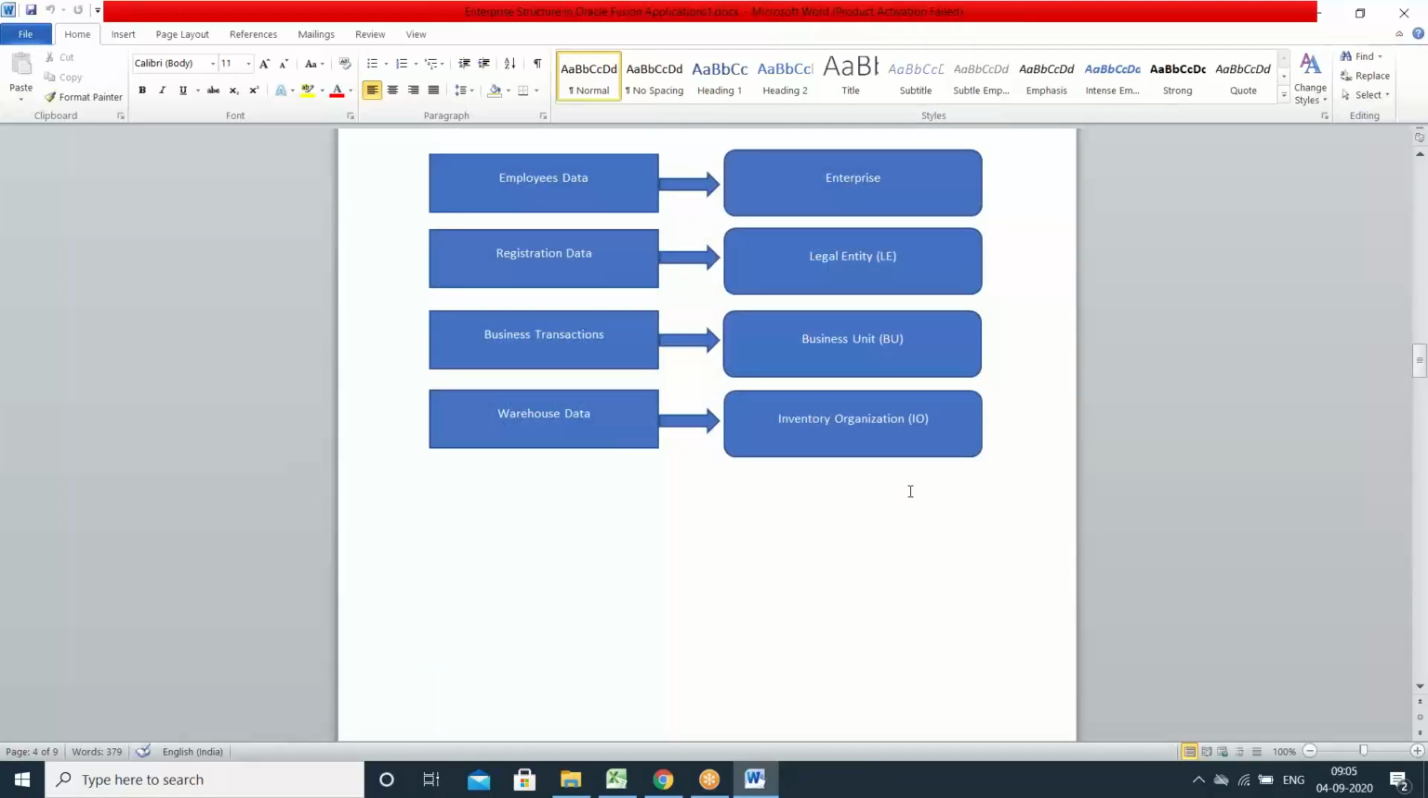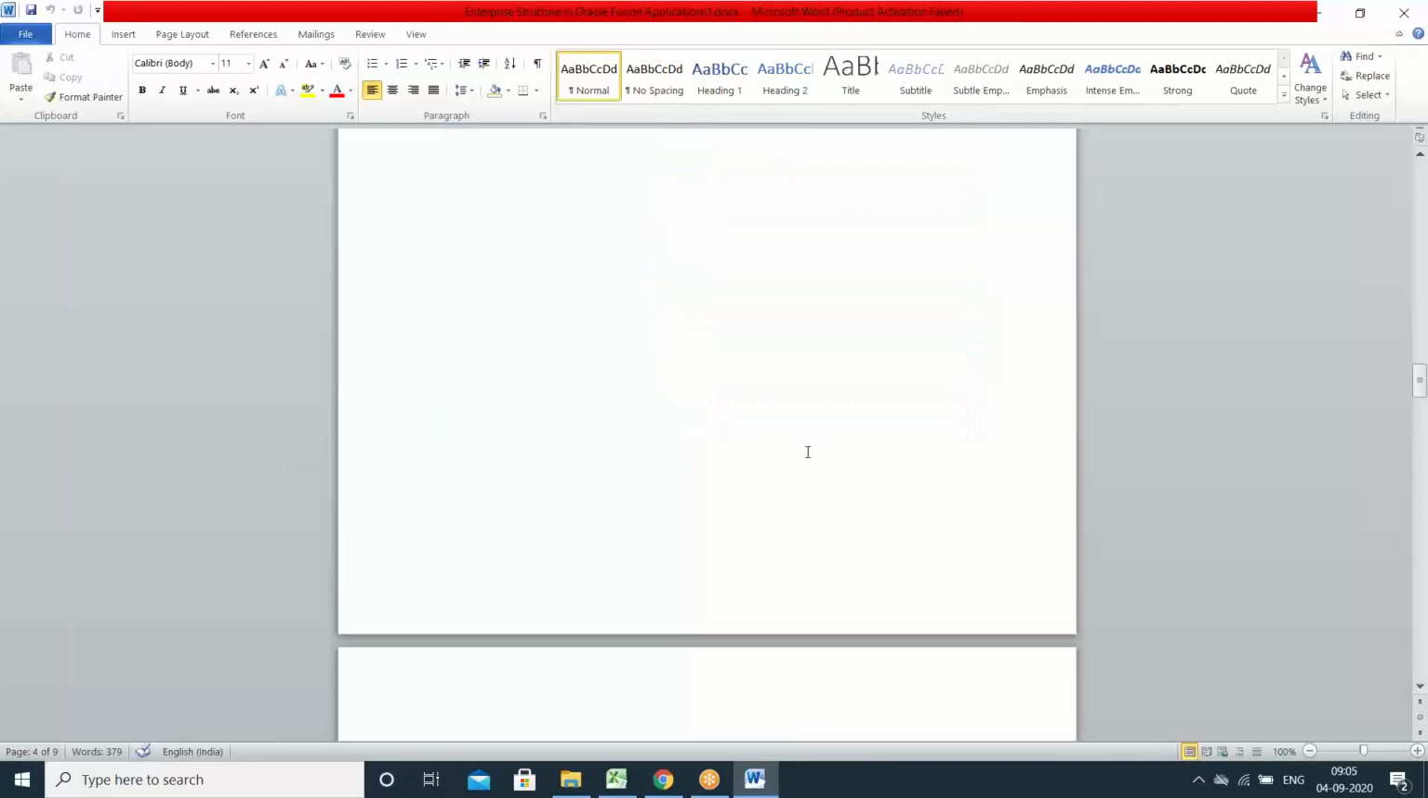This is the same point we discussed already. The employee data we can maintain in the system with the concept called enterprise, and enterprise registration data we can maintain in the system with the concept called legal entity, and business transaction data we can maintain in the system with the business unit concept. Warehouse data you can maintain in the system with the concept called inventory organization.